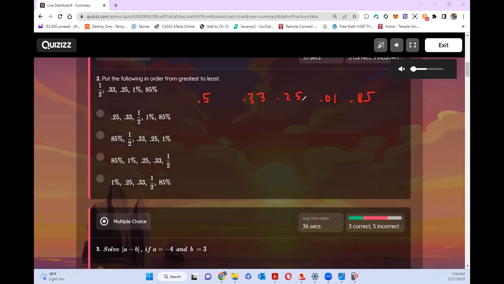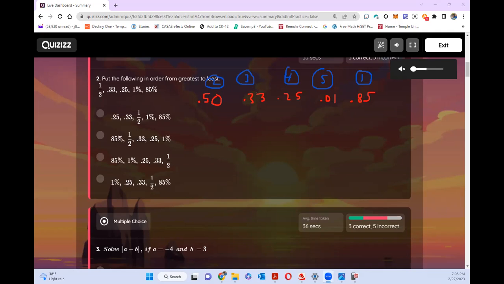0.85. Right, if you notice, they all have two decimal places except for one half. So I'm going to add a zero. Greatest to least, what's first? 0.1. No, what's greatest to least? Not, oh, least to greatest. 0.85. What's next? 50. What's next? 33. What's next? 25. 0.1. I did that on purpose because that's why most people miss this question on the test, because they run through it and they don't pay attention to least to greatest or greatest to least.